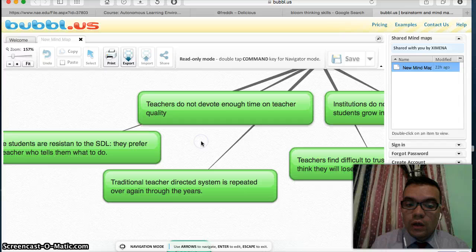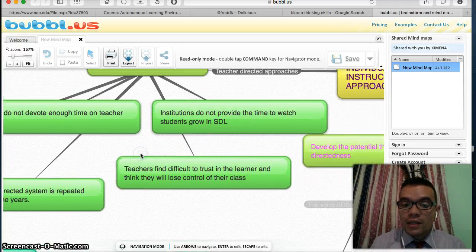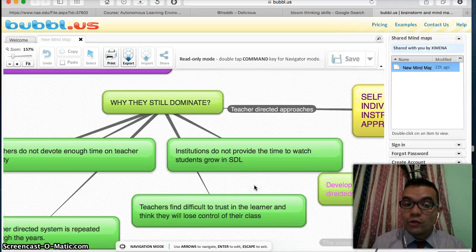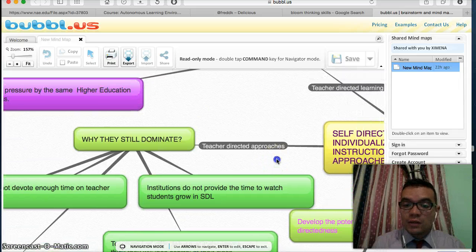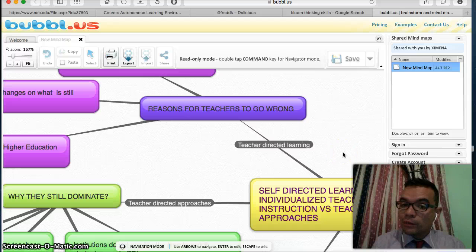Third, the traditional teacher-directed system is repeated over and over again through the years. And last but not least, teachers find it difficult to trust the learner and think they will lose control of their class. So those are the reasons why they still dominate, and nowadays they are still there.